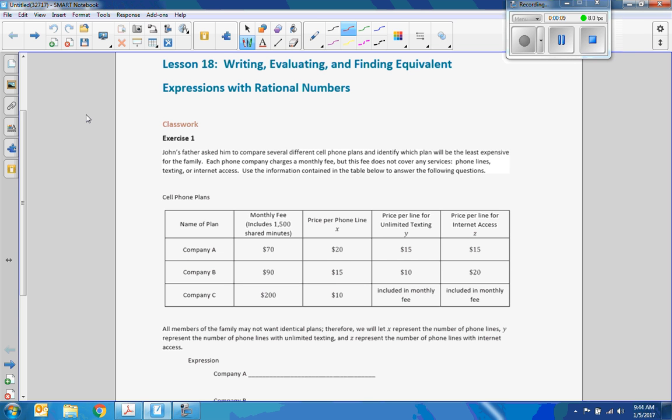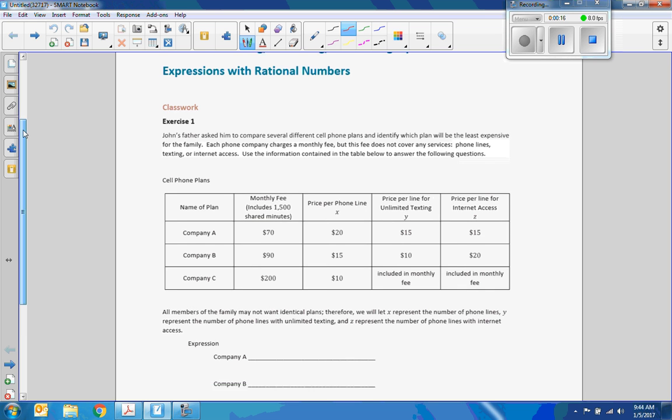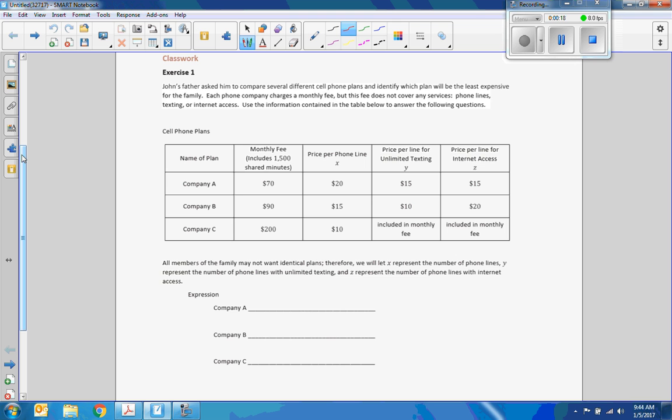Okay, this is Lesson 18, Writing, Evaluating, and Finding Equivalent Expressions of Rational Numbers. This is going to be an introduction to using variables and what they actually represent in real-world scenarios.